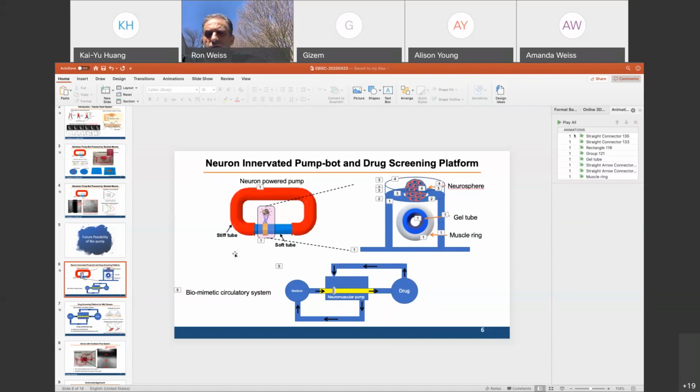That's correct. The best scenario, maybe we can create a neurosphere that can surround the muscle ring. But I still need to think about that. I do not have a certain purpose to create an asymmetric innervation here.